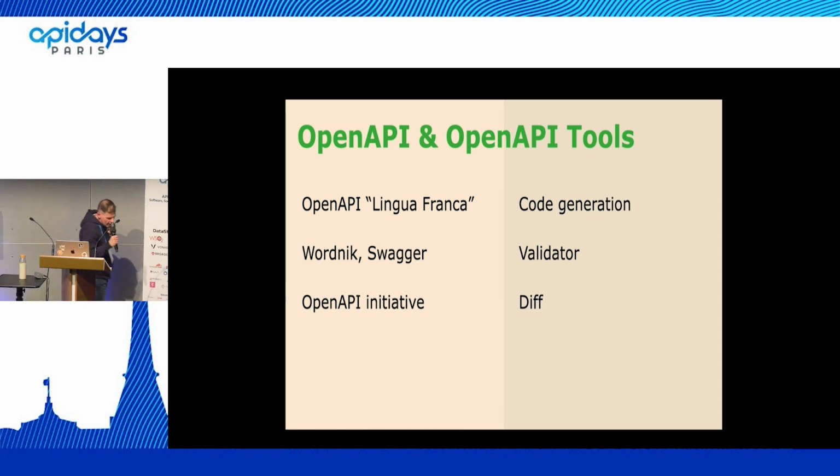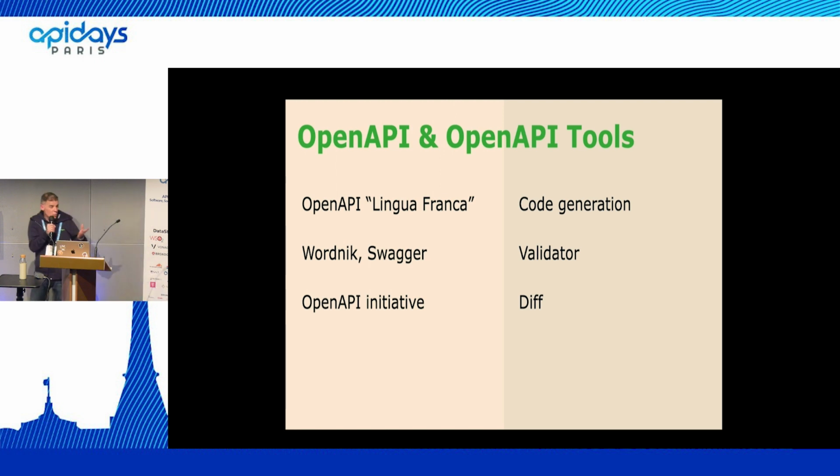OpenAPI tools is an initiative which is not affiliated with OpenAPI, but it's built on top of it. What you can find in the OpenAPI tools on GitHub and on the website are different tools to work with OpenAPI. Code generation, so you can generate working code from an OpenAPI file. That's what we are going to look at later. Also other tools which are very, very powerful, like the validator.